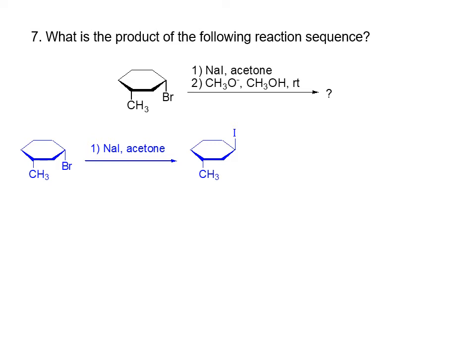So product is now trans-1-iodo-3-methylcyclohexane. And then we carry out reaction with methoxide anion, like sodium methoxide, at room temperature. That's another substitution, and again it occurs with inversion. So the product is cis-1-methoxy-3-methylcyclohexane. What is important to notice here is that the final product amounts to a substitution of bromine with methoxy group with retention of configuration.